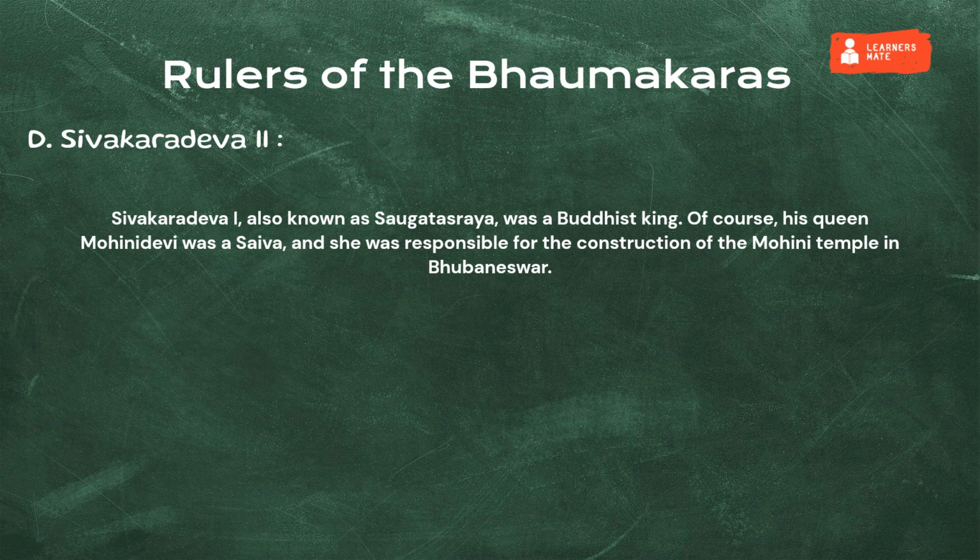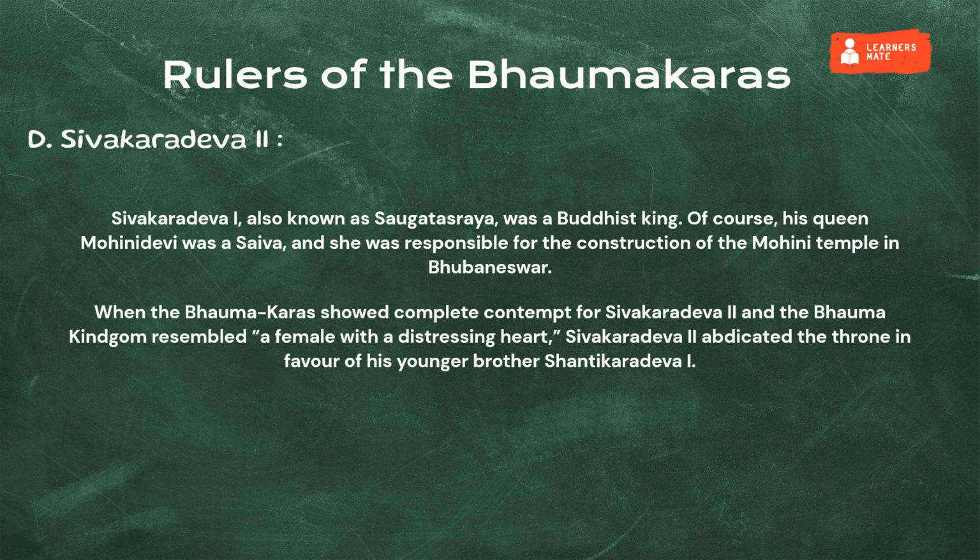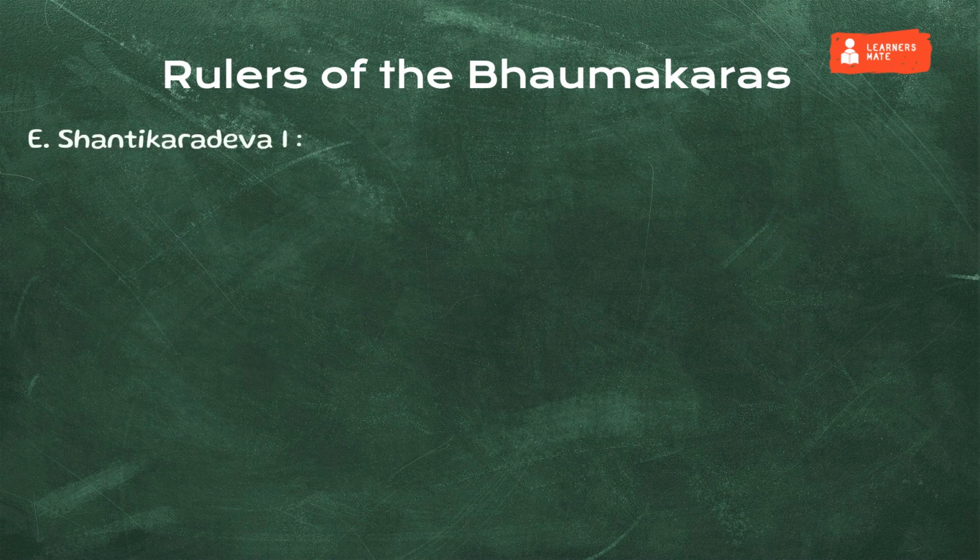in Bhubaneswar. When the Bhaumakaras showed complete contempt for Shivkaradeva II and the Bhauma Kingdom resembled a female with a distressing heart, Shivkaradeva II abdicated the throne in favor of his younger brother Shantikaradeva I. The Shantikaradeva I.